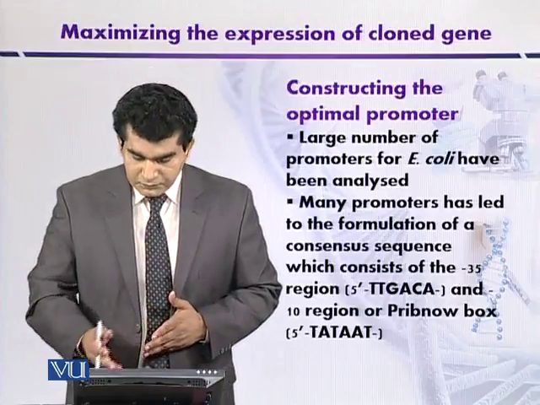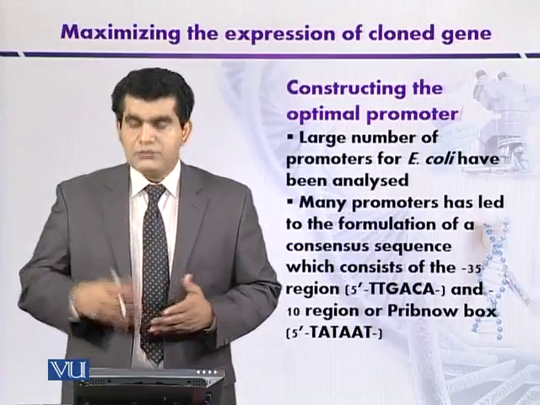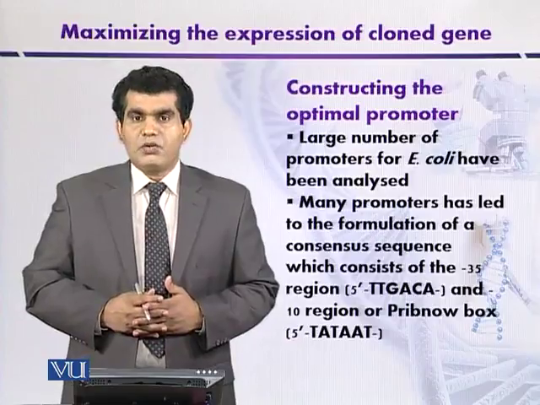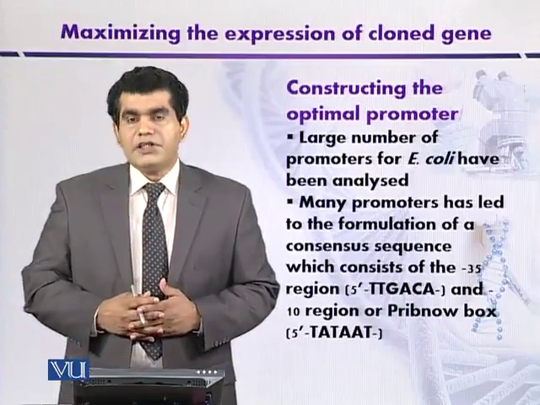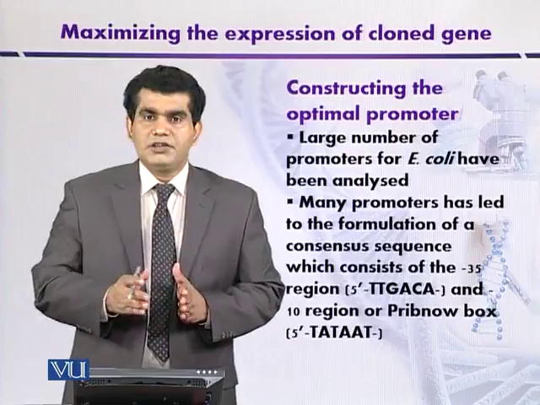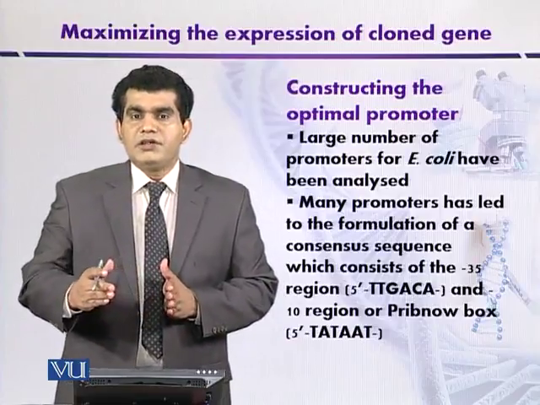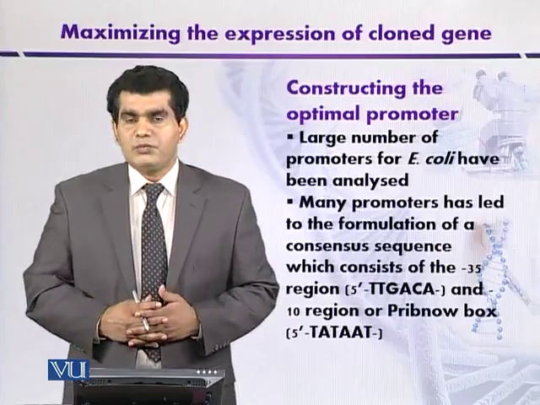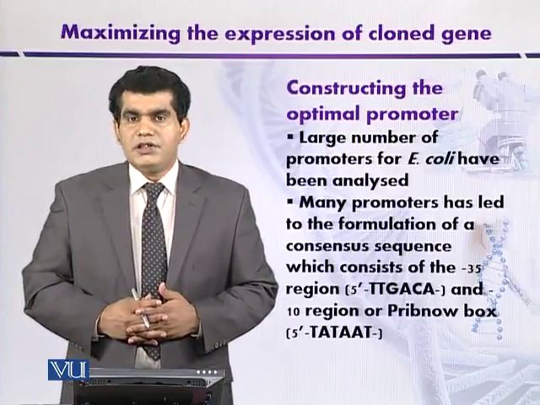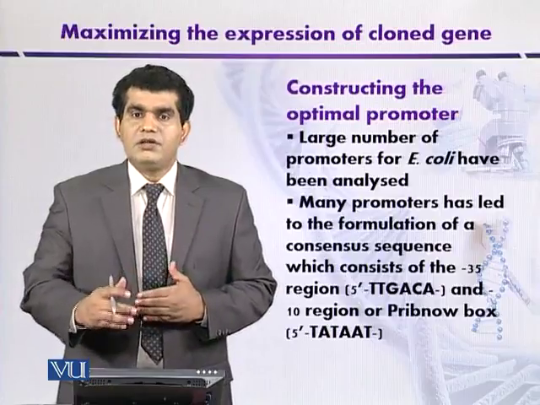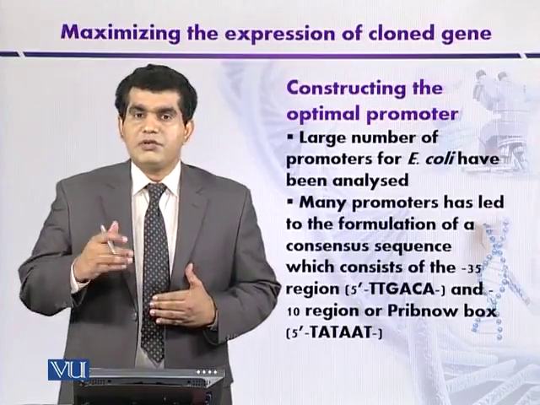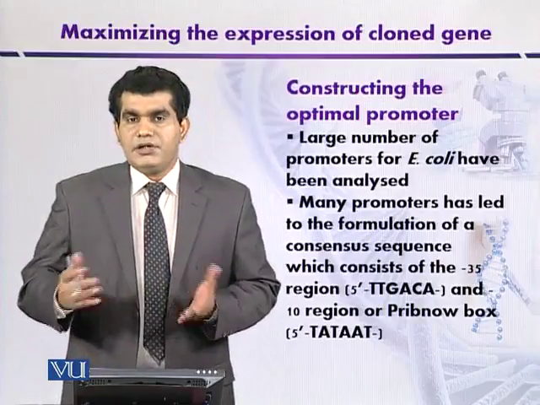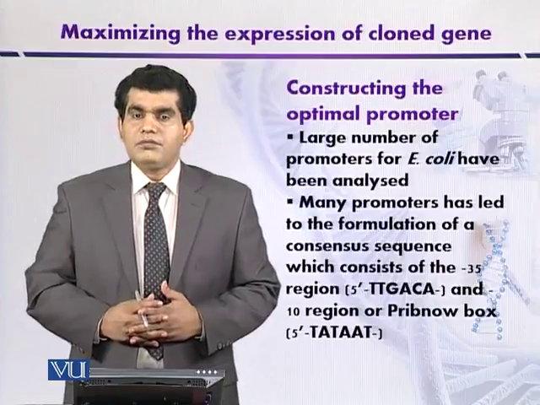For example, the -35 region may have the 5' conserved sequence TTGACA, and at the -10 location the conserved sequence is commonly called the Pribnow box, and it is TATAAT. So these are the conserved sequences of the promoter that are present at the -35 and -10 locations.